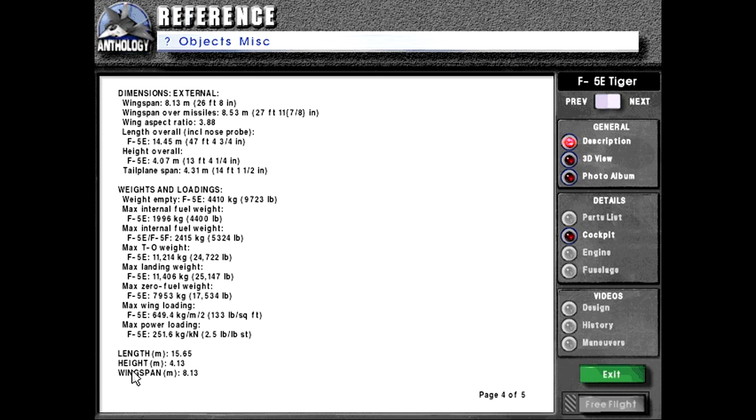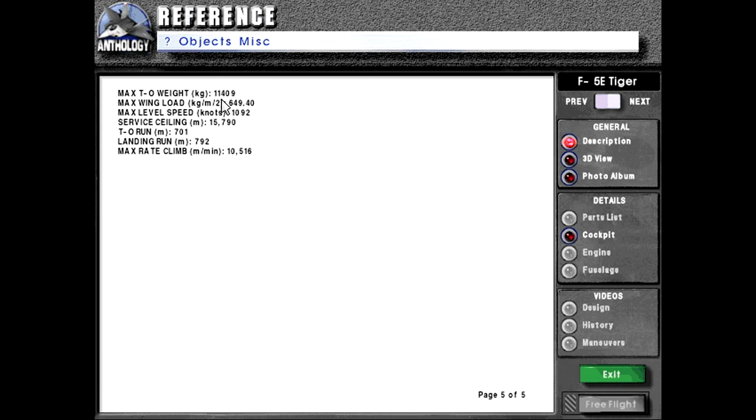Length, 15.65 meters, height, 4.13 meters, wingspan, 8.13 meters. Max takeoff weight, 1,140.9 kilograms. Or is it 11,000? Sorry, probably 11,409 kilograms. I think that's just some bad kerning there. Max wing load, kilograms per meter squared, 649.4. Max level speed in knots, 1,092. Service ceiling, 15,790 meters. Takeoff run of 701 meters and a landing run of 792 meters. Max rate of climb, 10,516 meters per minute.